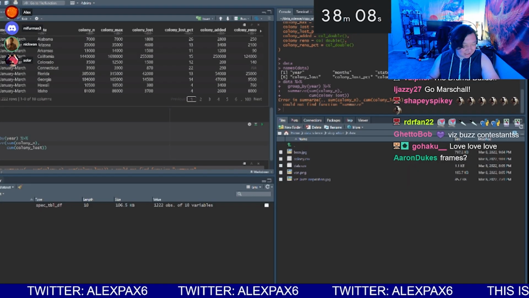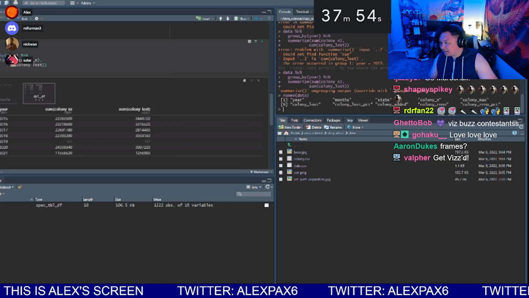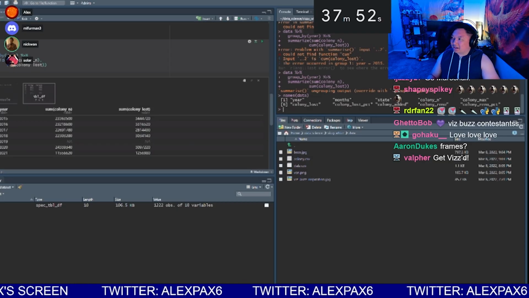Yeah, people have been talking about there being frame drops, but my connection's pretty strong. I'm not seeing frame drops.